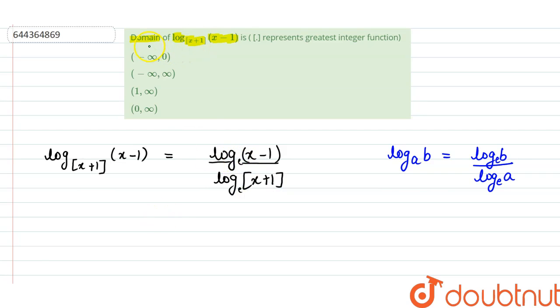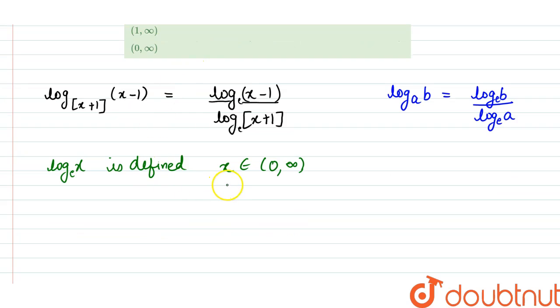Now in order to find the domain of this function, we must know about the denominator, because the denominator makes a function defined or not defined. So we know about the log function. Log function to the natural base e is defined when x belongs to the open interval 0 to infinity. Now this log x function is defined for x belonging to the open interval 0 to infinity.